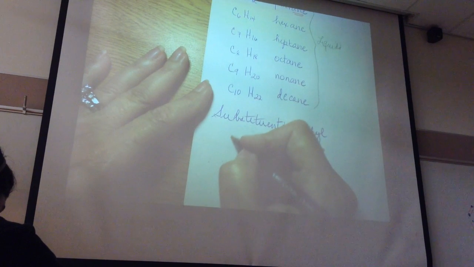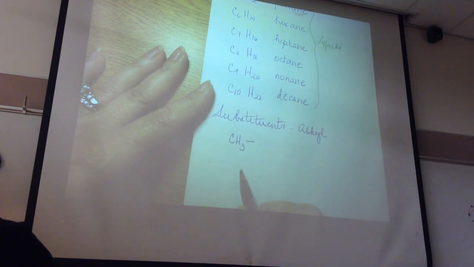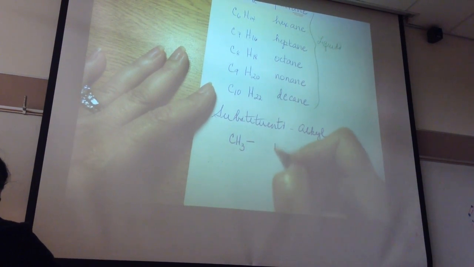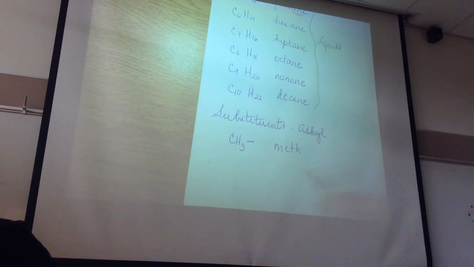So when we take away one hydrogen from methane, now that name is no longer going to be methane. It still goes back to the root, which was meth. We take away the A and E and we add the YL because it's an alkyl. So this guy will be called a methyl.